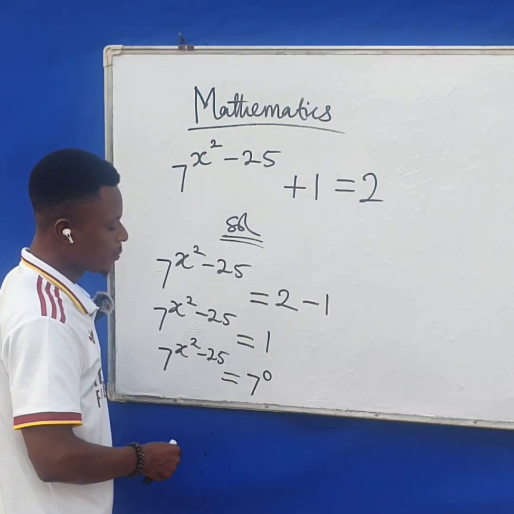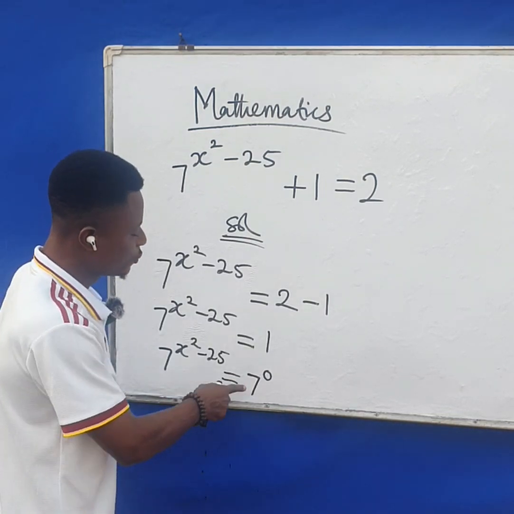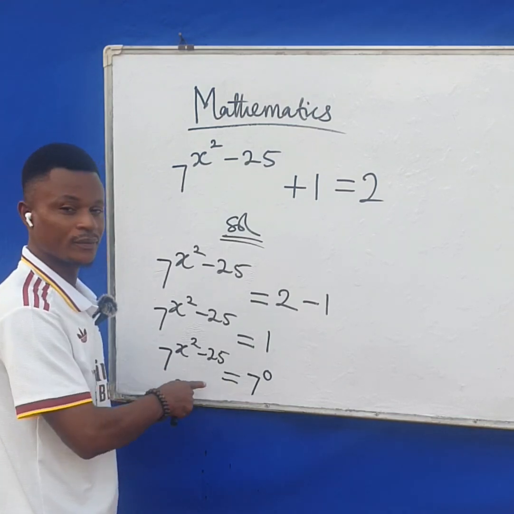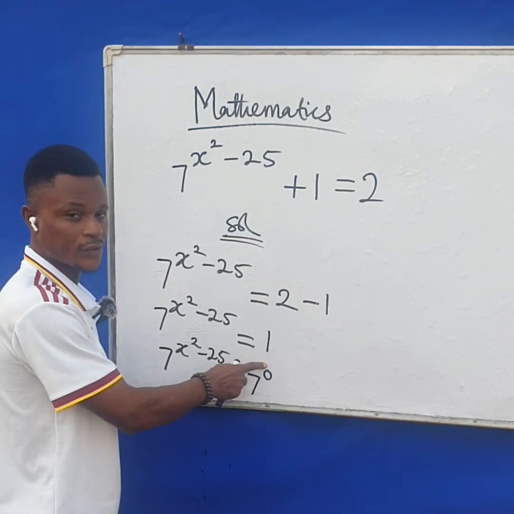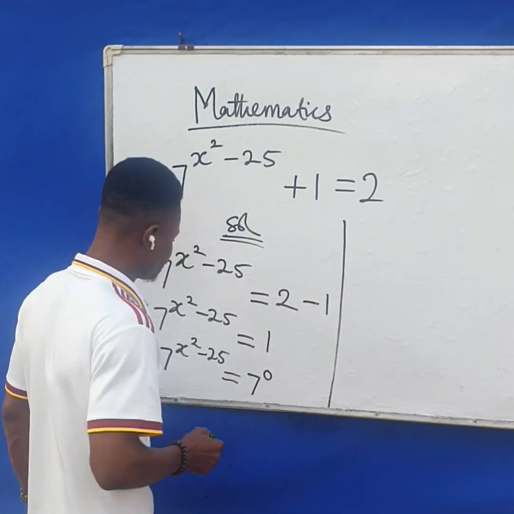And you may be wondering, why am I using 7 here? What if I use any other number? The reason I'm using 7 here is because the base here is already 7. So we want the bases to be the same. Supposedly we have, let's say 3 here, we would have used 3 raised to the power of 0. Are you getting me? So let's continue.